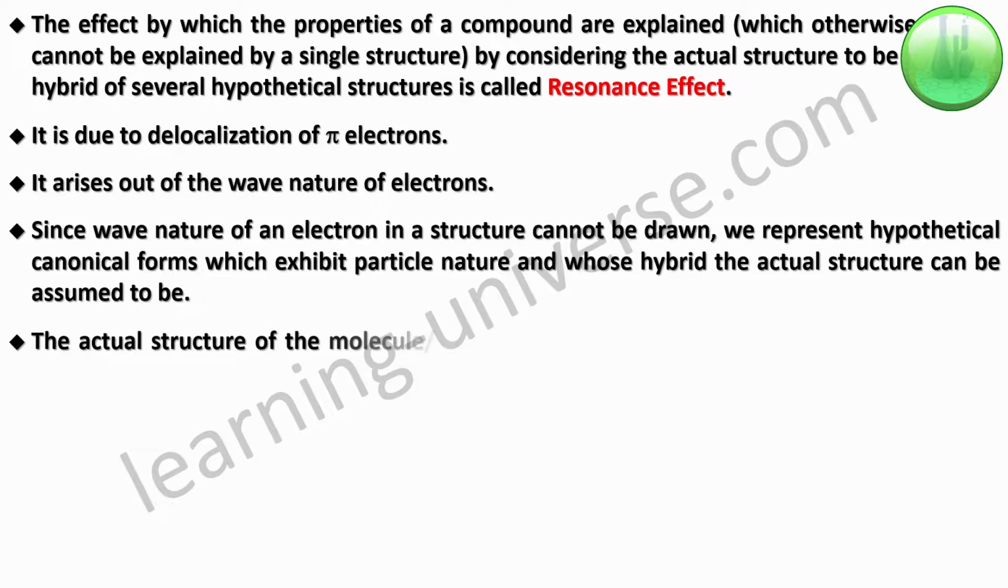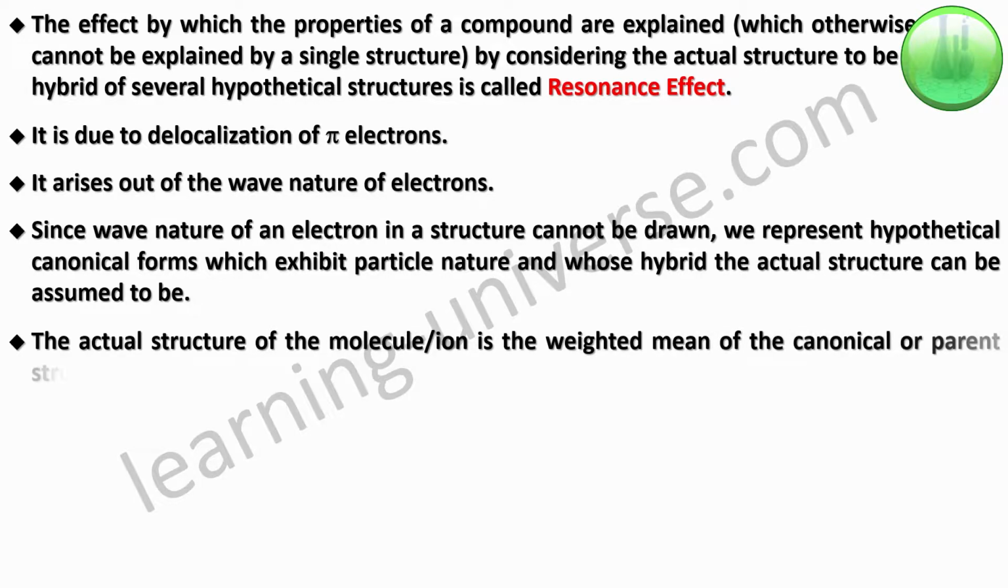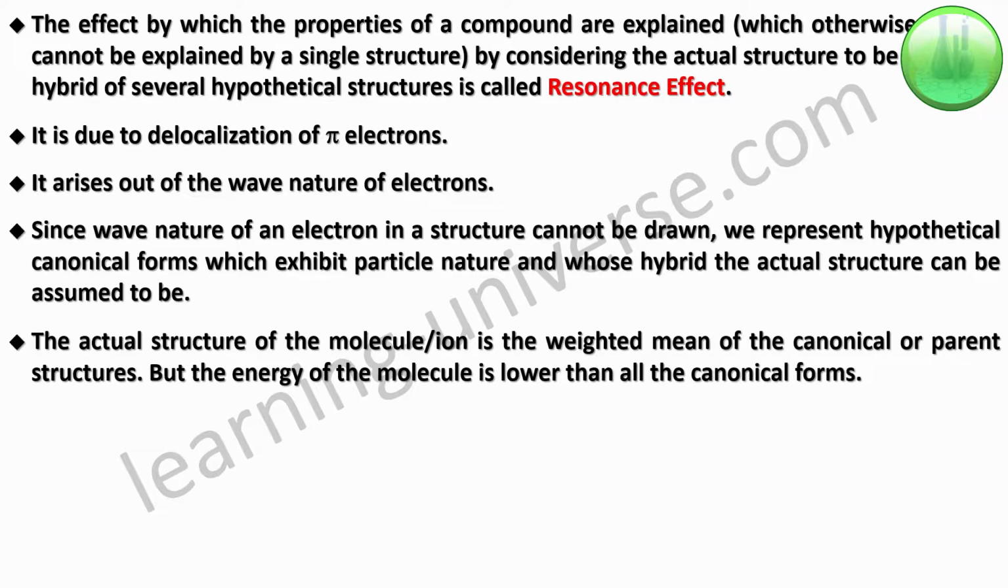The actual structure of the molecule or ion is the weighted mean of the canonical or parent structures, but the energy of the molecule is lower than all the canonical forms. This is again a very important point. Now remember, the hybrid is the weighted average of all the structures.